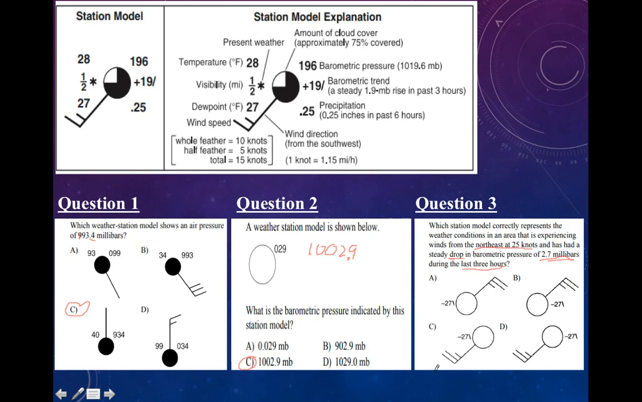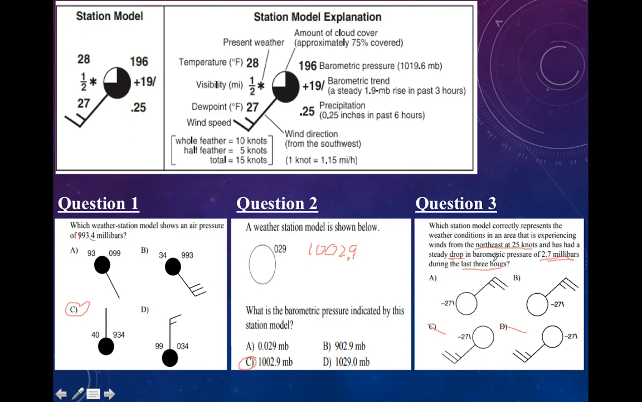Let's eliminate some answers here. Choice A, the bar is coming from the northeast. We have 2 whole feathers, that's 20, plus 5, that's 25 knots. So far A looks okay. B, same thing. For the wind, looks good. Northeast, 25 knots. C is from the southwest. Okay, so that's not right. And D, the wind is coming from the southwest. Not right. Okay, so we're left with A and B.